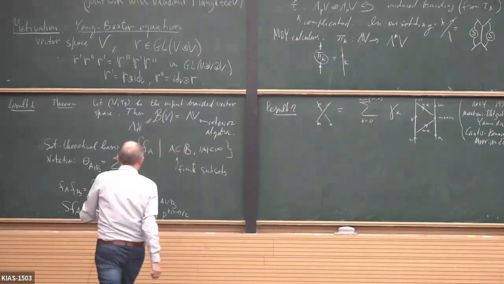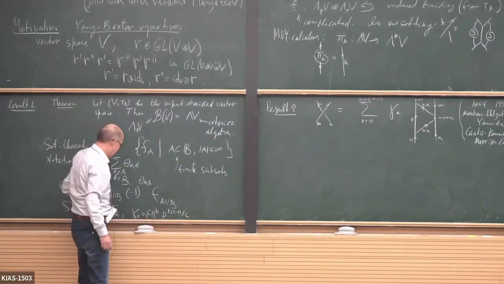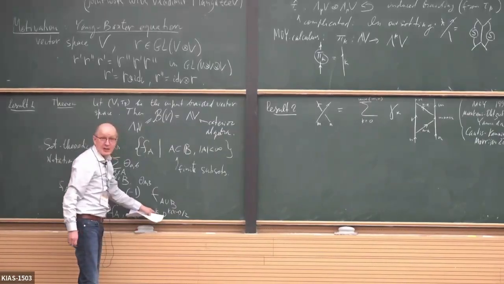No, it's 1. Gamma 0 is 1. K equals 0. Minus 1 power k.